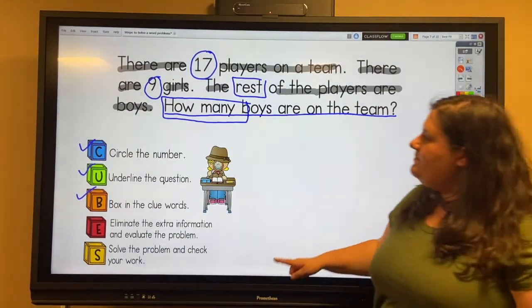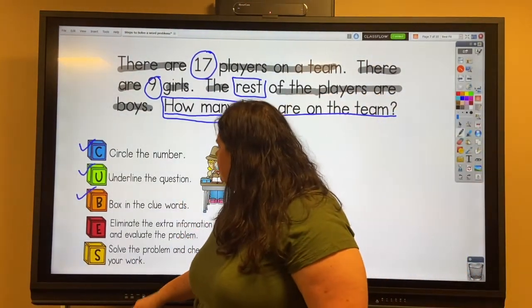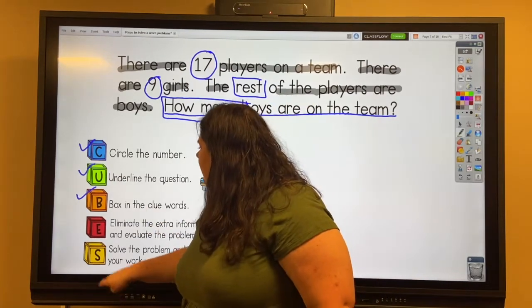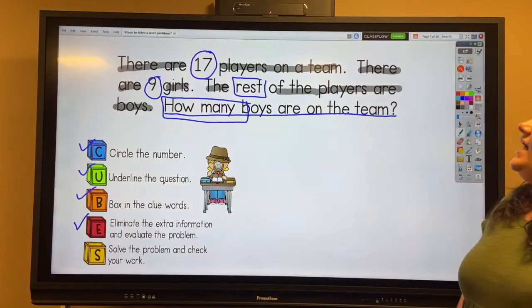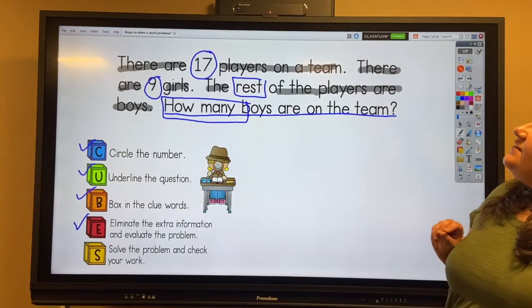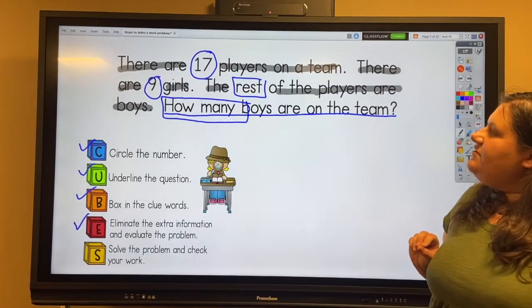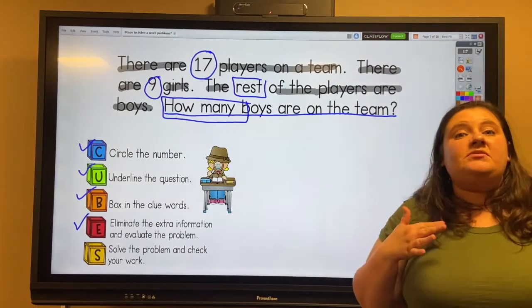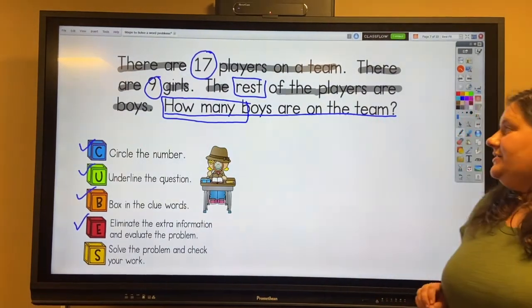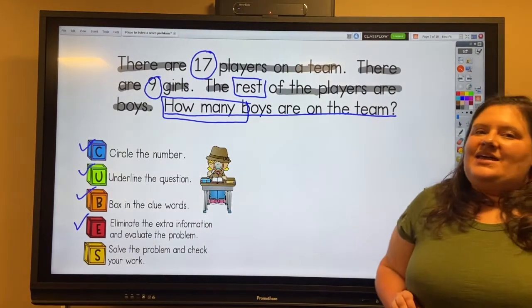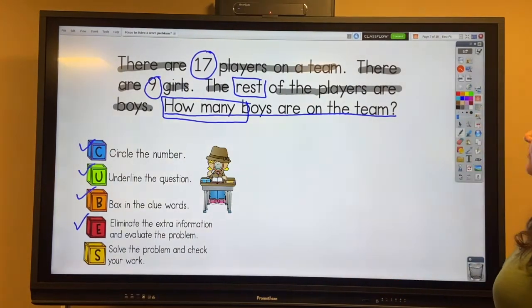Okay, so now that I've done that, let me go back through. I've circled my numbers, I've underlined the question, I have boxed in the clue words, and I have eliminated the extra information. Now what I would be doing is I would look at my information that I have and I would be evaluating. I would be deciding if I need to add or subtract to find my answer. All right, let's do one more.